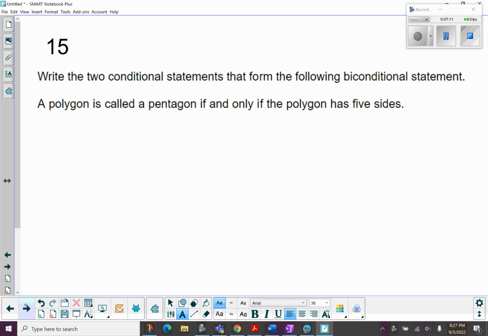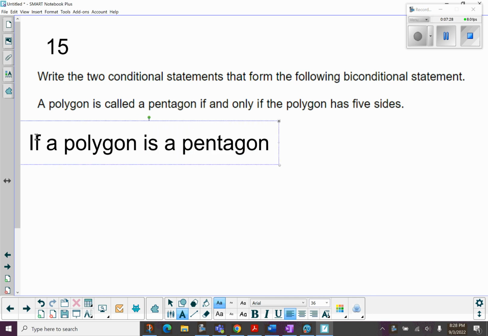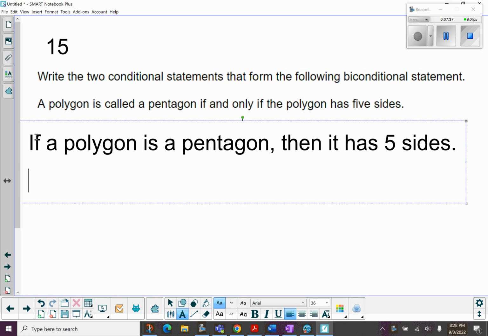Now again, in this case, we're going to be writing out both of them. So which one you write first really doesn't matter to me. But we go back to conditional form. So I'm trying to stick to the order that they gave. Here's P if and only if Q. I'm going to turn that into if P then Q first. So if a polygon is a pentagon, then it has 5 sides.